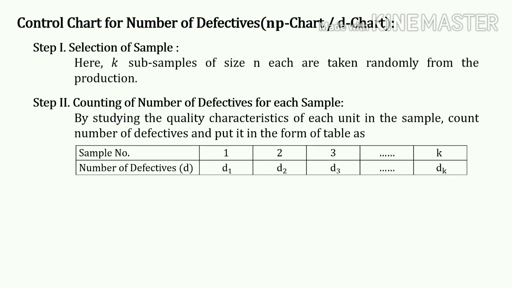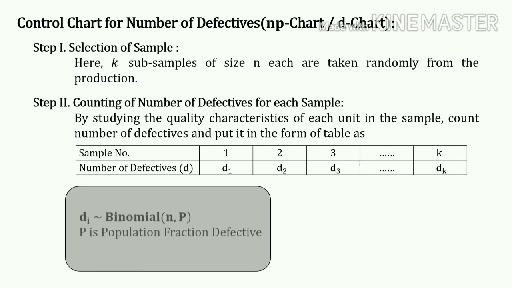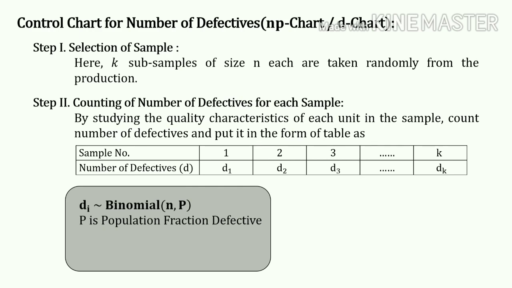After preparing this table, we have to consider the theoretical aspect of number of defectives. It is assumed that this Di follows a binomial distribution with parameters n, p, where this p is the population fraction defective. Based on these properties of the binomial, we can obtain the mean, that is expected value of D, as np, and standard error of D as square root of npq, where q is 1 minus p.